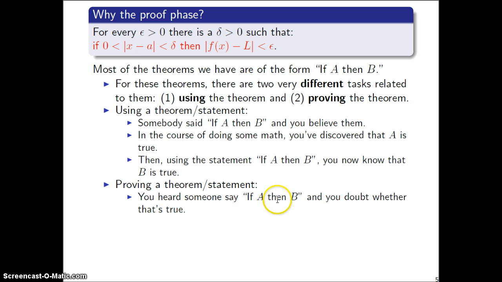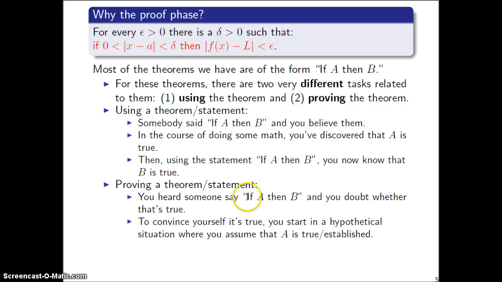You heard somebody say if A then B, but you doubt whether that's true, so you can try to convince yourself using a proof. And how does that work? To convince yourself that such a statement of the form if A then B is actually even true, what you do is you start by placing yourself in the hypothetical situation where A is true. Okay, so A might not be true, but you just hypothetically start with, okay, A is true. And then from there, you do some work starting with A, work on steps, do some math, add the same thing to both sides or whatever. And then you come to the conclusion that B is true.